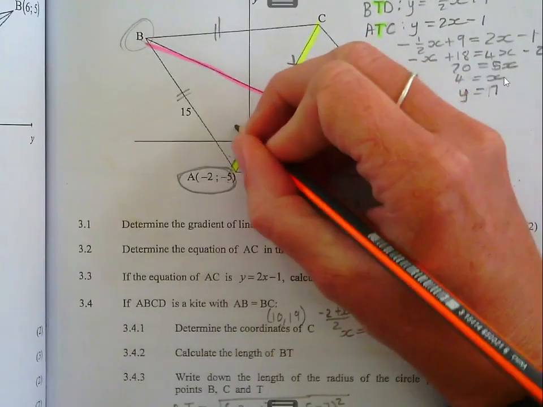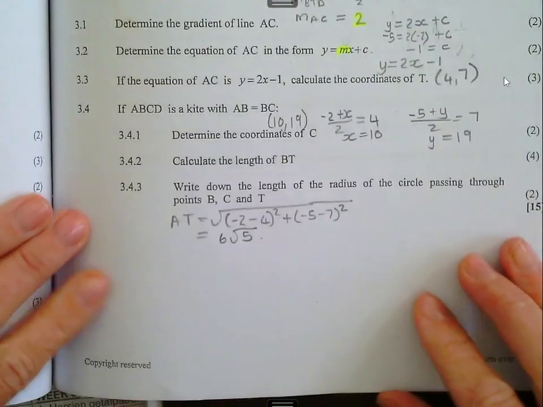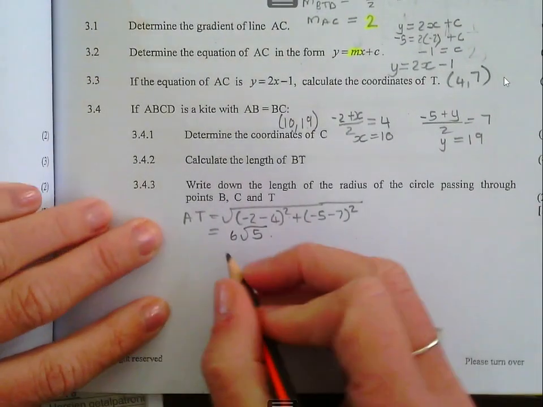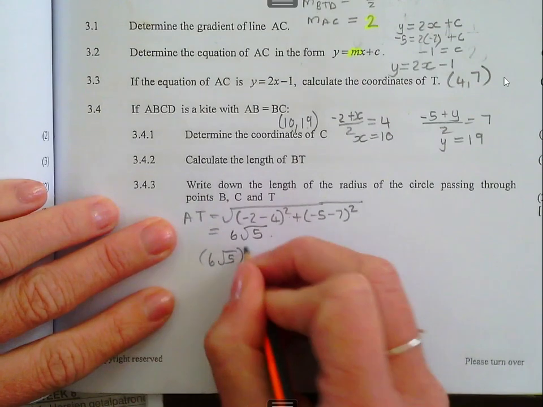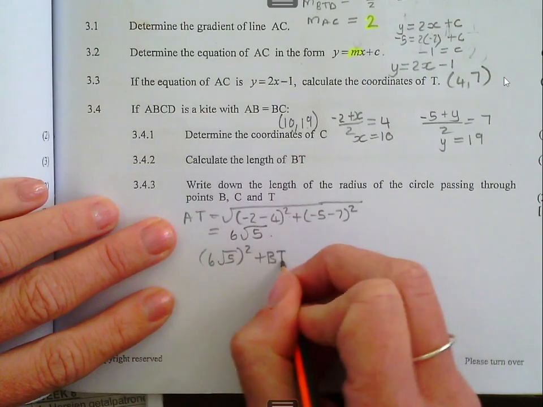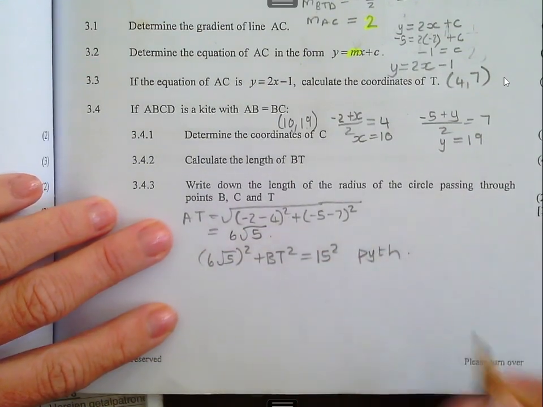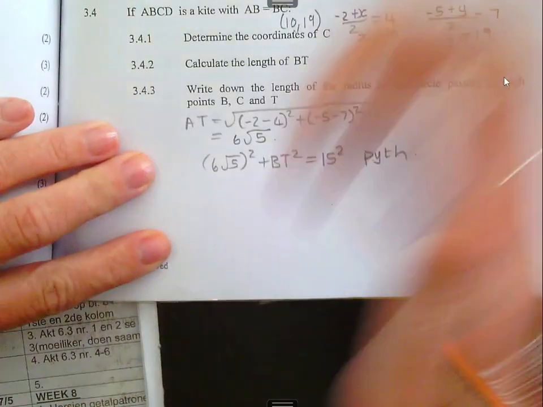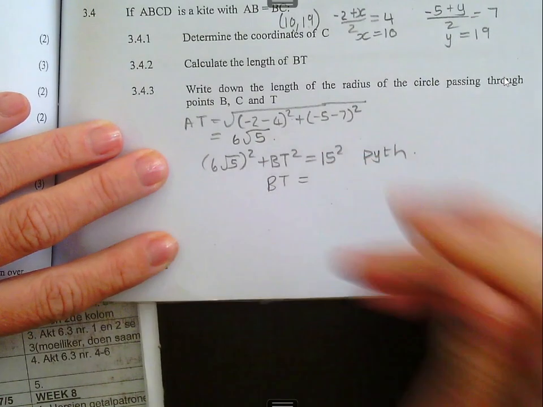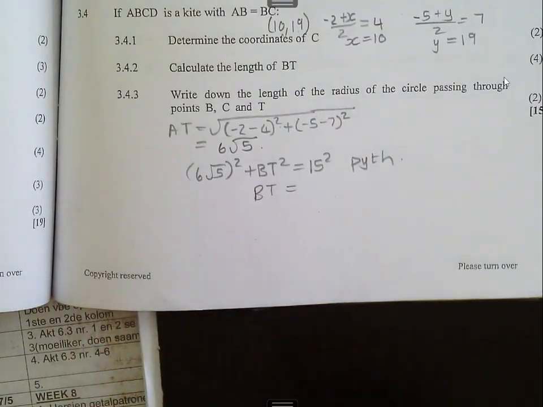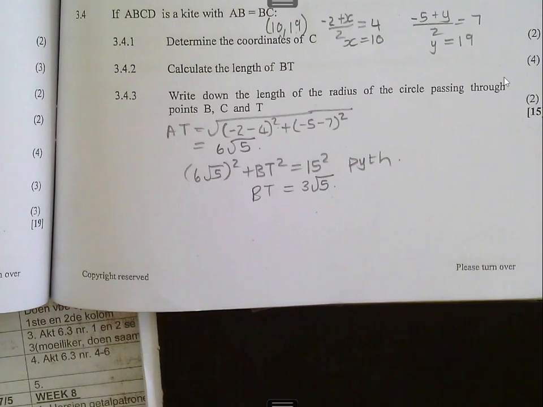So this is now the length of this side, 6 root 5. And now I can do Pythagoras because I've got two knowns and a 90 degree angle. So I say that 6 root 5 squared plus BT squared will be equal to 15 squared. And the reason I'm doing that is for Pythagoras. Okay? Then if you take it over and square root it, it gives you 3 root 5, and that's the length of BT. Done.